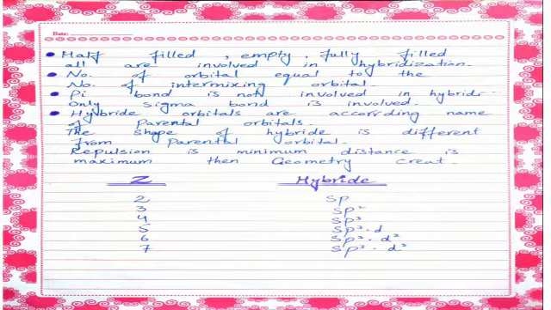If Z is equal to 2, the hybridization will be sp. If Z is equal to 3, the hybridization will be sp2. If Z is equal to 4, the hybridization will be sp3. If Z is equal to 5, the hybridization will be sp3d. If Z is equal to 6, the hybridization will be sp3d2. And if Z is equal to 7, the hybridization will be sp3d3.